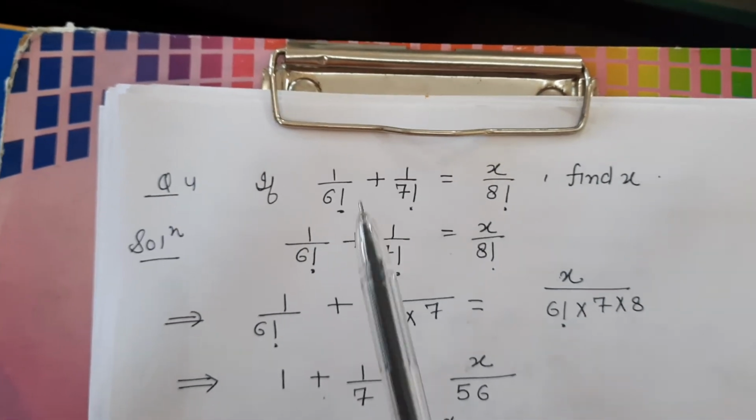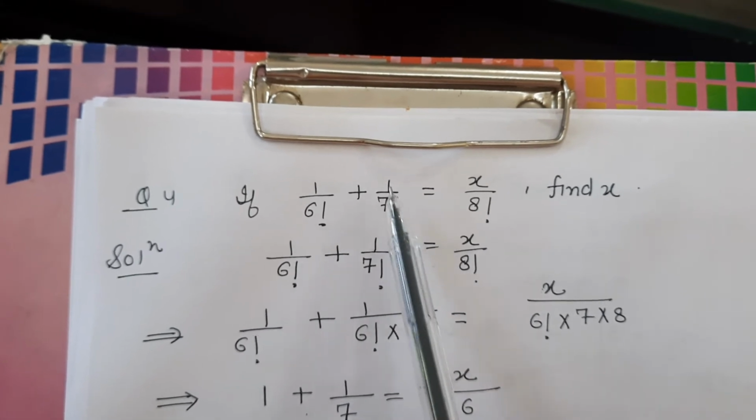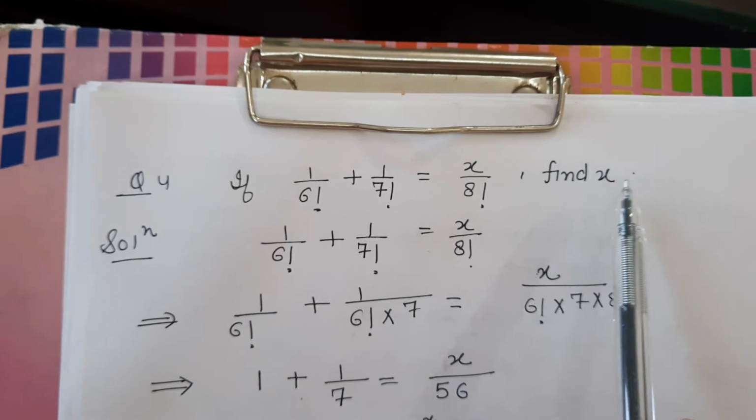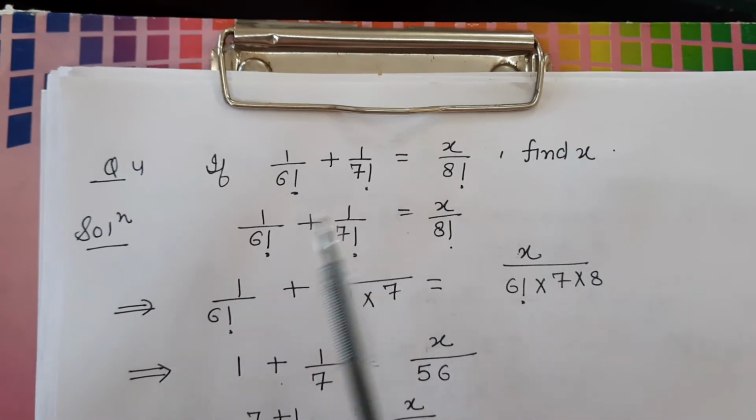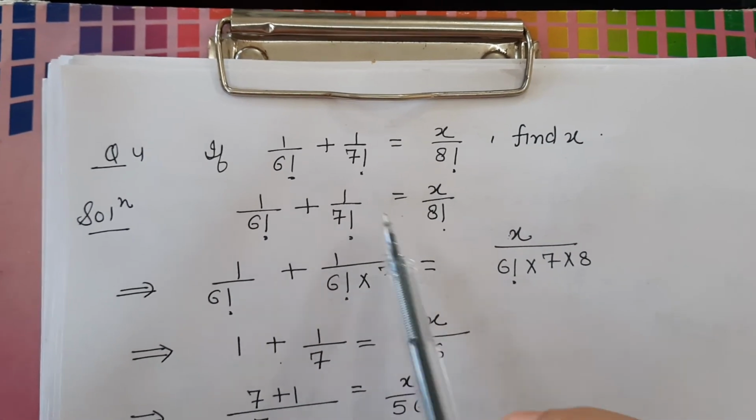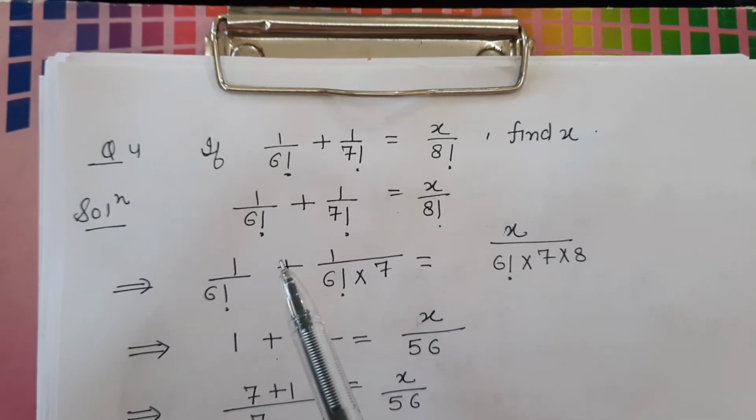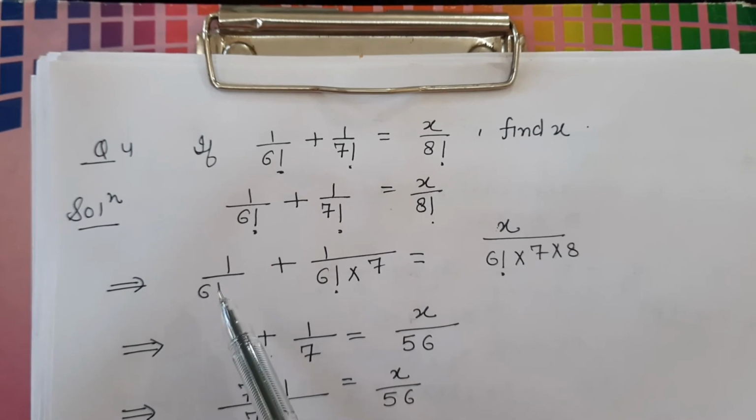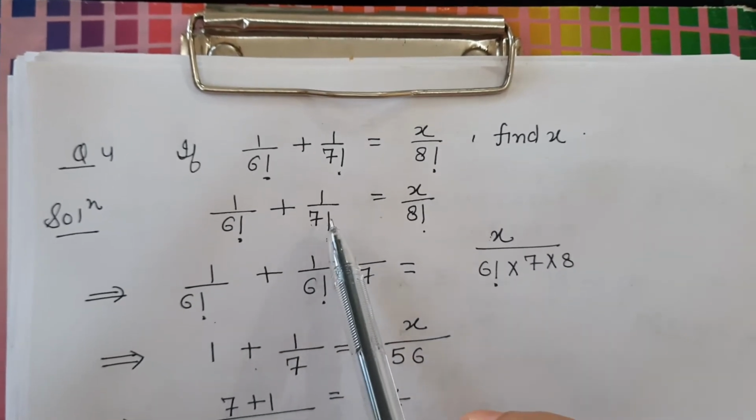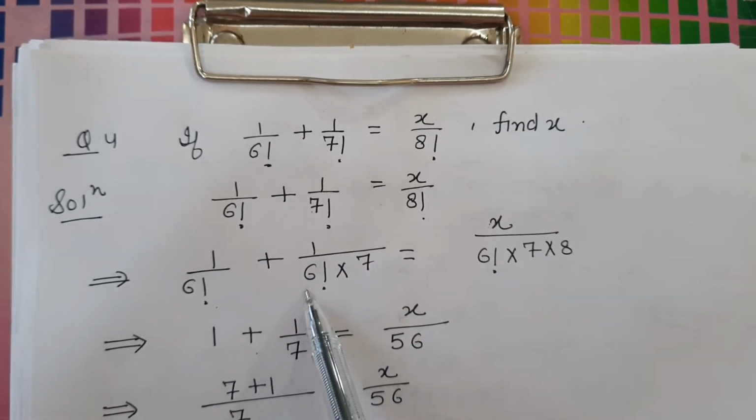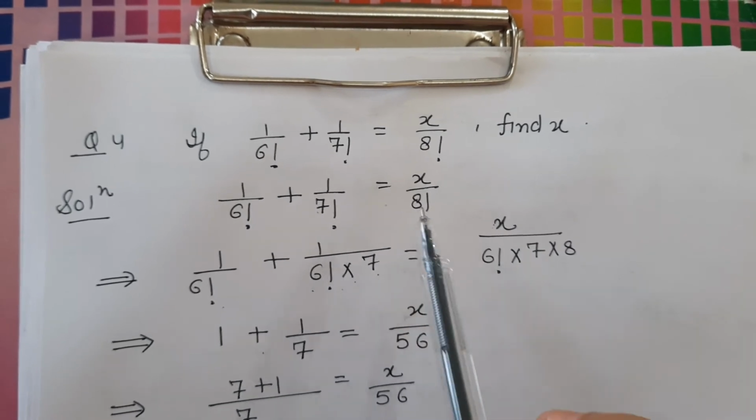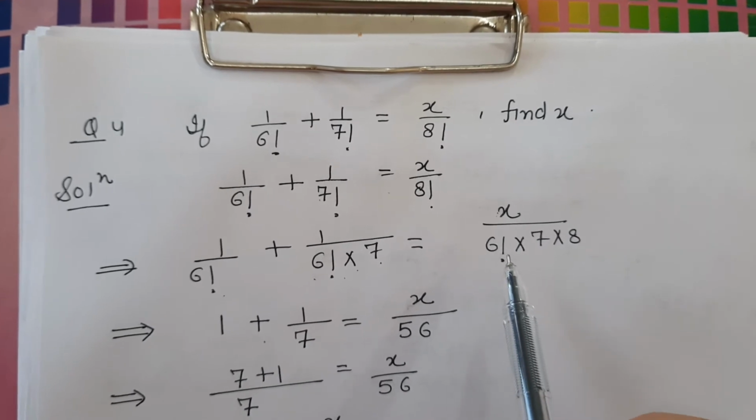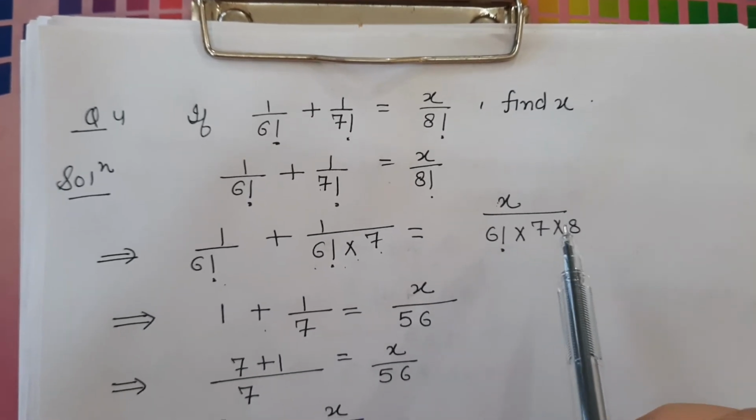Question number 4. If 1 by 6 factorial plus 1 by 7 factorial is x upon 8 factorial, then find the value of x. Now, here the smallest factorial is 6. That means we'll write all these factorials in terms of 6 factorial, like we have done in the previous question. So this 1 upon 6 factorial as it is. Now you can write your 7 factorial as 6 factorial into 7. In the same way, this 8 factorial can be written as 6 factorial into 7 into 8.